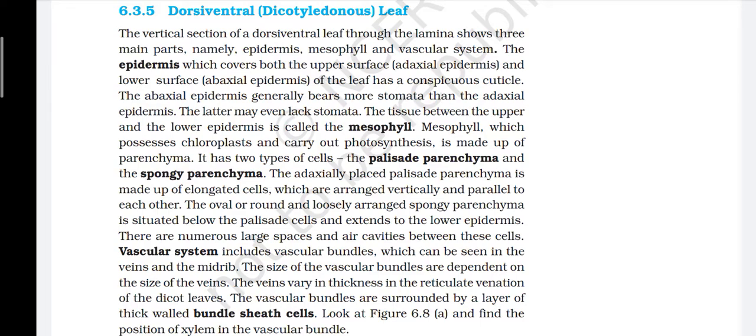The tissue between the upper and the lower epidermis is called the mesophyll. Mesophyll, which possesses chloroplasts and carries out photosynthesis, is made up of parenchyma. It has two types of cells, palisade parenchyma and the spongy parenchyma. The adaxially placed palisade parenchyma is made up of elongated cells which are arranged vertically and parallel to each other. The oval or round and loosely arranged spongy parenchyma is situated below the palisade cells and extends to the lower epidermis. There are numerous large spaces and air cavities between the cells.